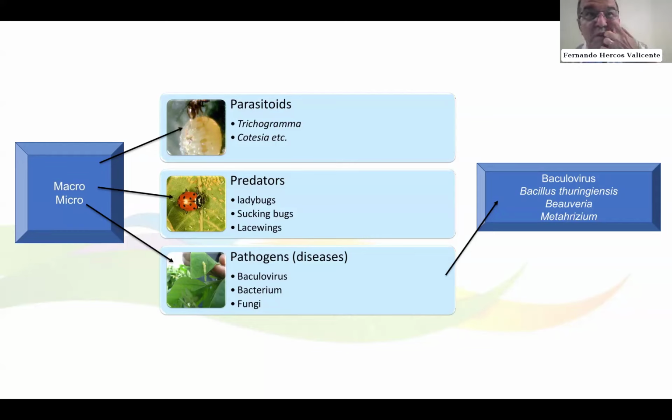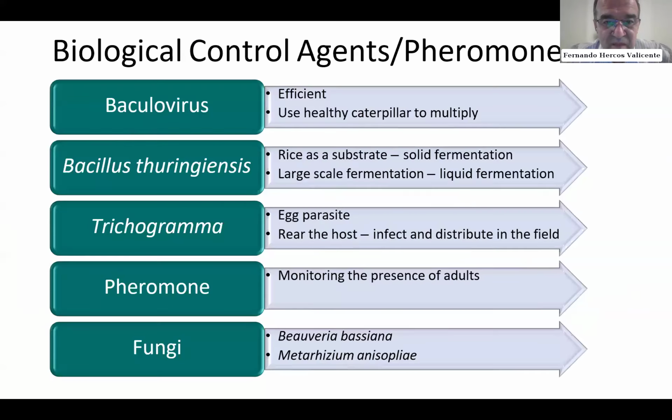Like the capital of the state, which has about 4 million people, and they distribute ladybugs and lacewings to homes. And my area of work is mainly baculovirus and Bacillus thuringiensis, but in the market there are also Beauveria and Metarhizium. Next, please.